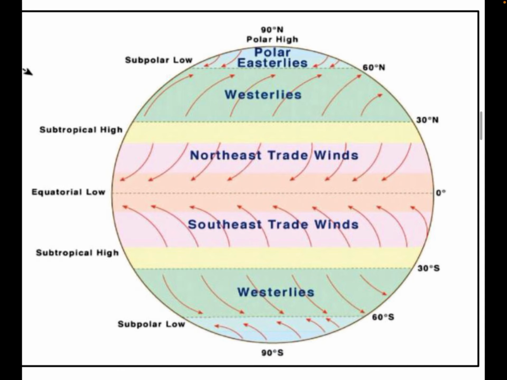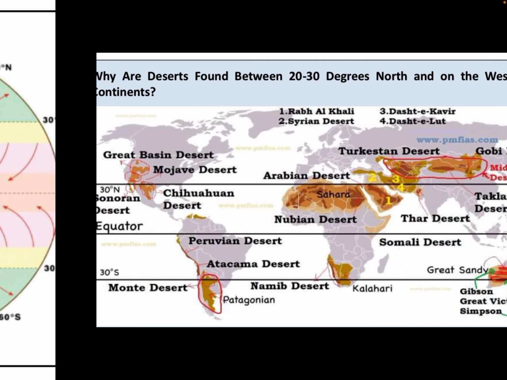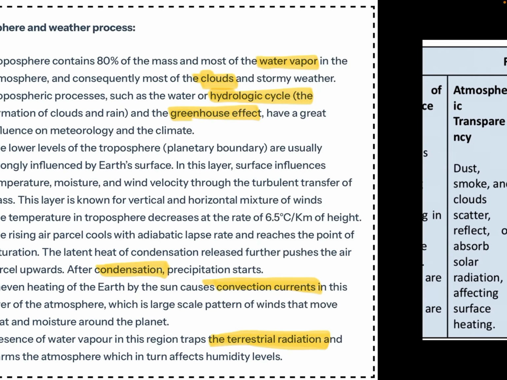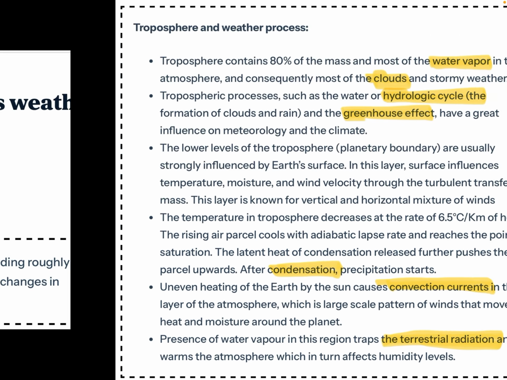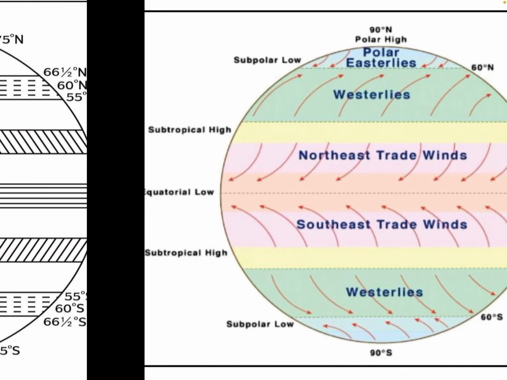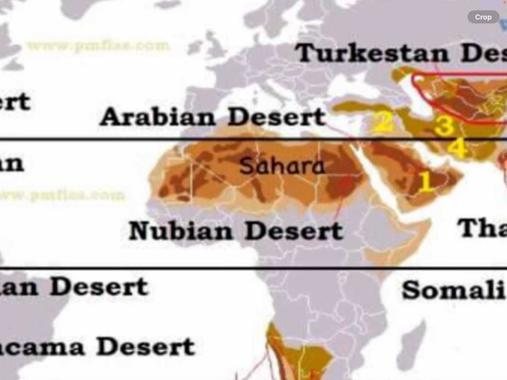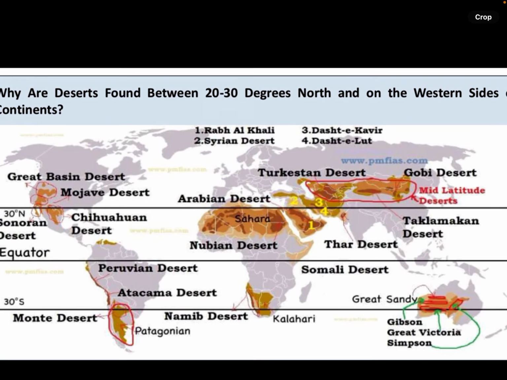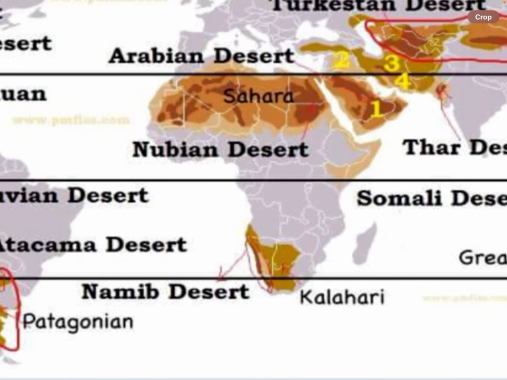So the major question asked in PYQ, we had also seen that in the last lecture, this question was asked, the first question in 2013: that the major hot deserts in northern hemisphere are located between 20 to 30 degree north and on western side of continent. Explain the reason behind it. So the reason is we can see here that the deserts are on the north 20 to 30 degree latitude, and also they are majorly on the western side of continent.